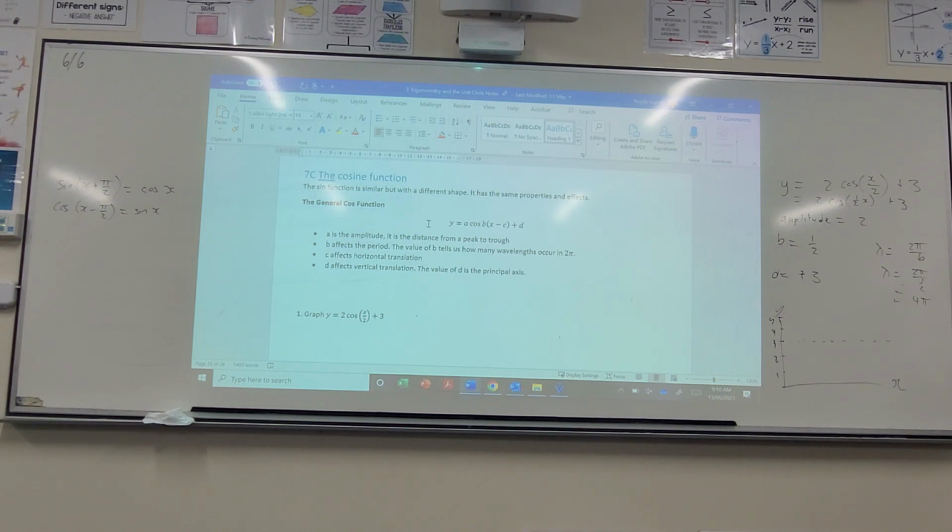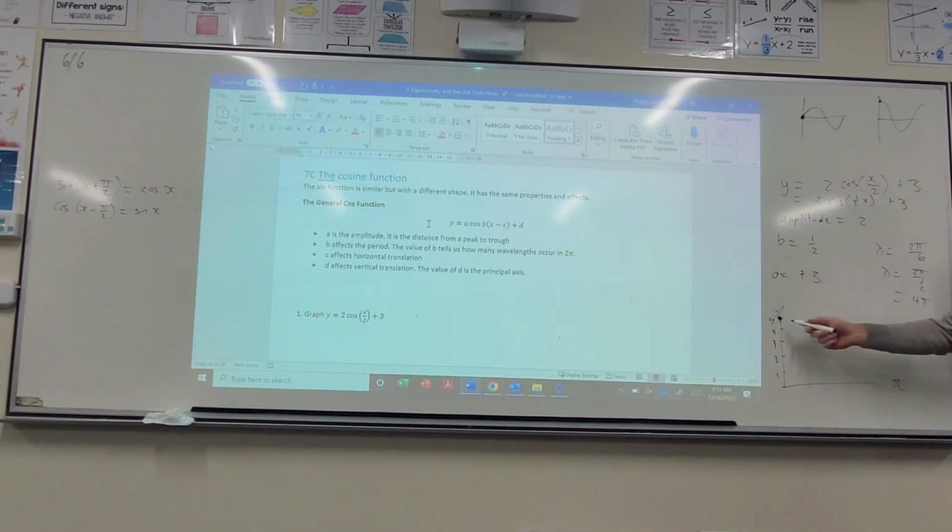Okay, now let's just sketch this up here quickly. This is a sine of x function. This is a cos of x function. The difference is sine of x starts at 0, cos of x starts at a peak. So I'm going to start at a peak, and my amplitude is 2. So I'm going from the principal axis up 2 units. That is where I'm going to start.